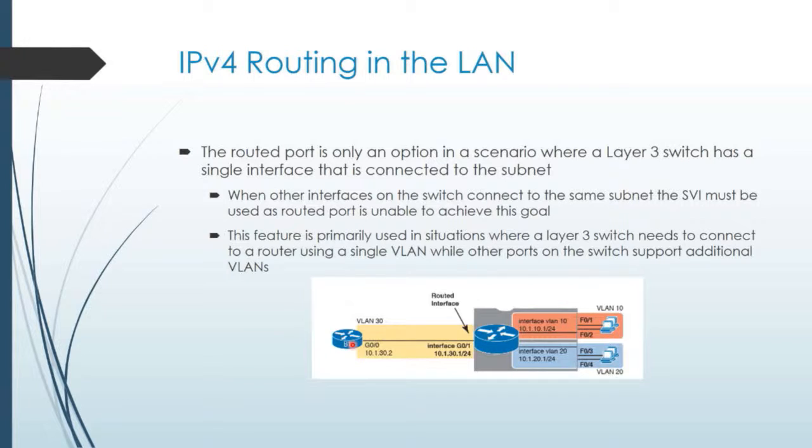Okay? So it's just, like I said at the beginning, it's important to understand where we would be using these configuration options. The router on a stick is used in a situation where we've got a small number of VLANs, and a separate switch and router. Okay, the layer 3 routing, everything done internally, is for a situation where we have a larger number of VLANs and we've upgraded to layer 3 switches, which most modern enterprises have at this point. And then this configuration allows you to connect to a router using a single VLAN while other ports on the switch continue to support other VLANs.